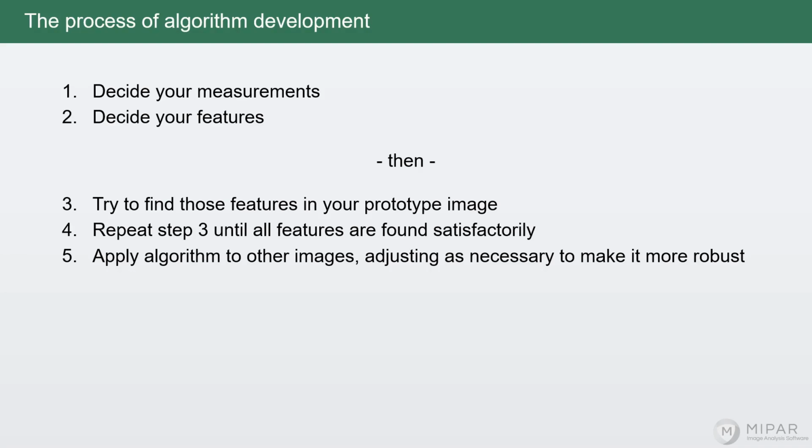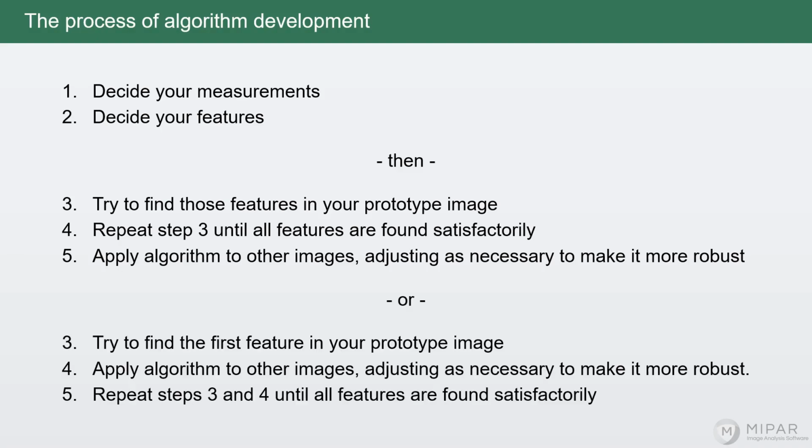Then the hard part is to load up another image that you have and adjust the recipe so that it's more robust, so it actually works on multiple images. Now there is a second way of doing it. Rather than doing the whole recipe at once on a single image, you can take each stage and do them on multiple images at a time. Either way can be effective. It's just really a matter of personal style.